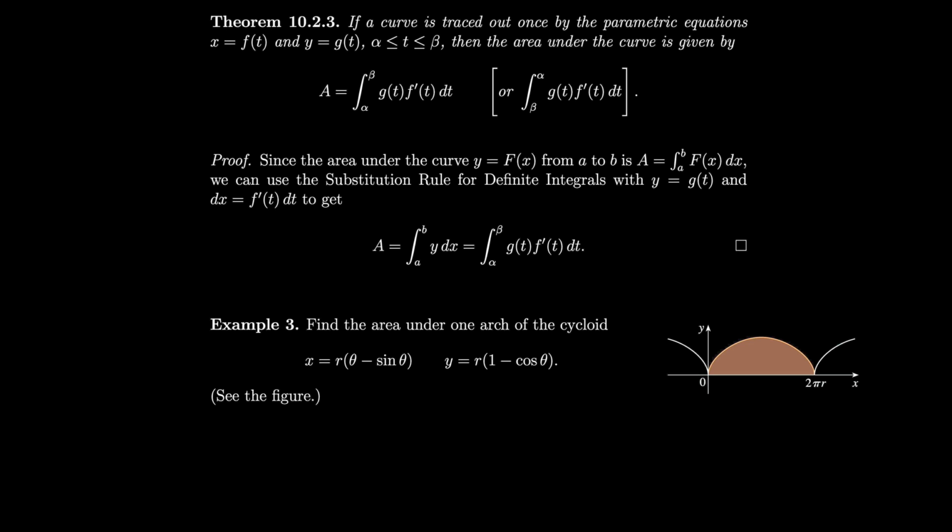We have x equals f of t, right? So that means that dx is equal to f prime of t dt. So we just replace the dx with f prime of t dt, and that's it.